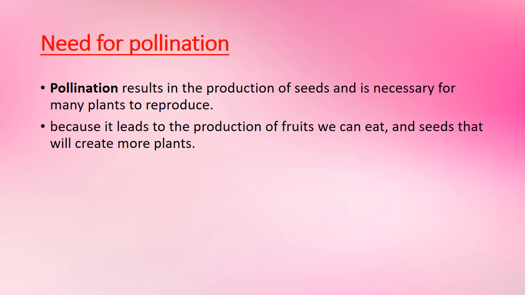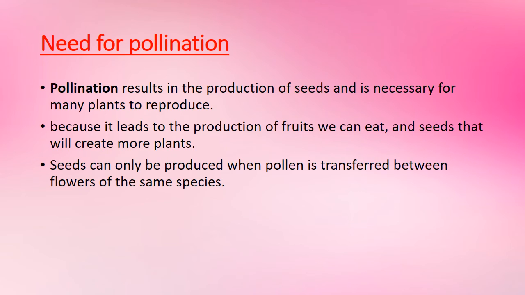It will lead to the production of fruit that we eat, and seeds will create more plants. And how can seeds be produced? Seeds can only be produced when pollen is transferred between flowers of the same species. So that is why pollination is needed so much.